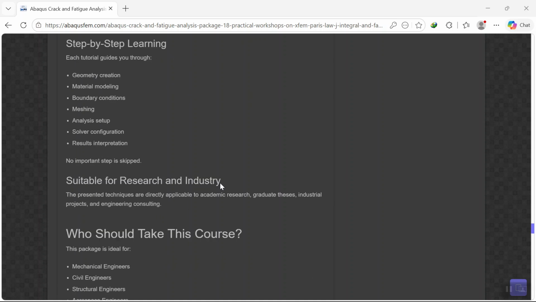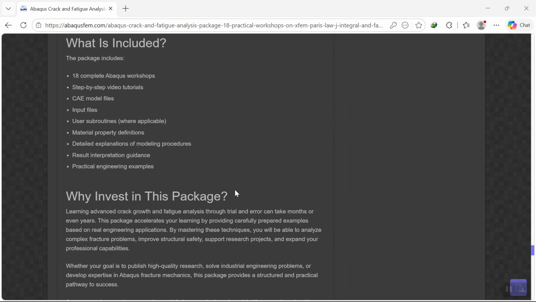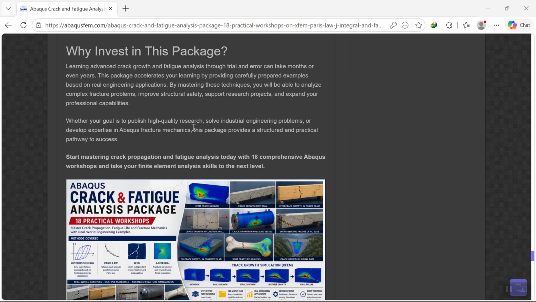By the end of this training package, you'll be able to confidently model crack initiation, simulate crack propagation, perform fatigue analysis, use XFEM and Paris law, calculate fracture mechanics parameters, interpret engineering results, and solve complex fracture models. And at the end, each tutorial includes the INP file, reference paper if available, material definition, and tutorial video.